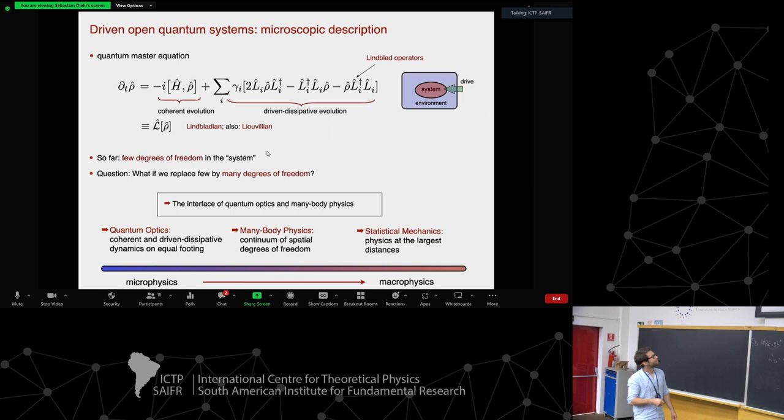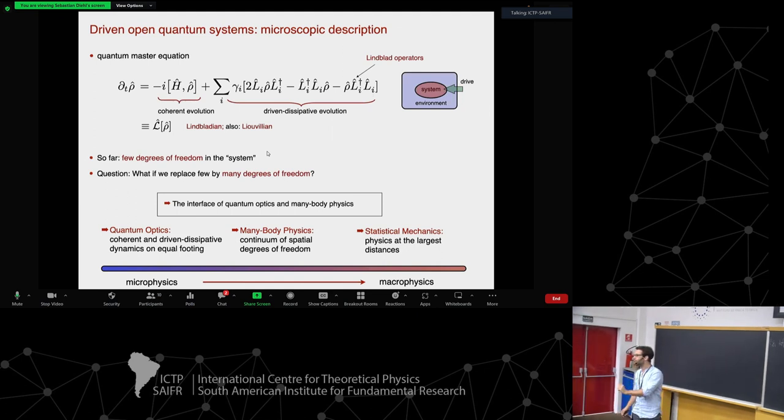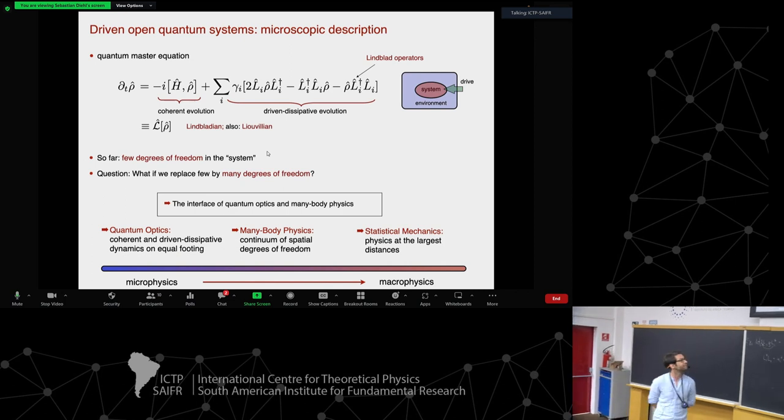Okay, very good. So far, the only model that I was looking at is really few degrees of freedom. So this two-level system that we were looking at. And the question we want to explore in these lectures here is what if we actually replace now these few degrees of freedom by many degrees of freedom?